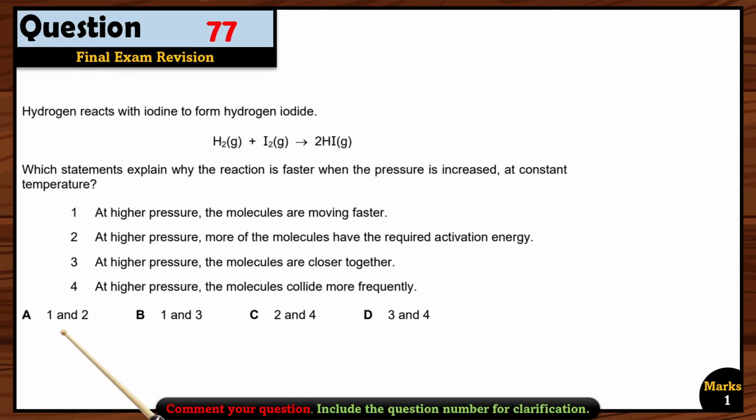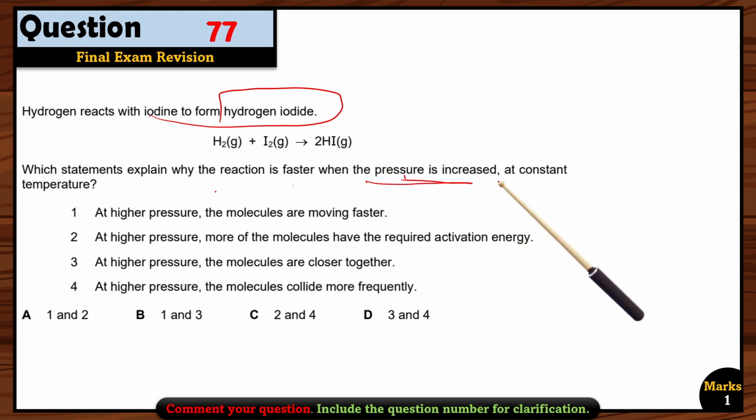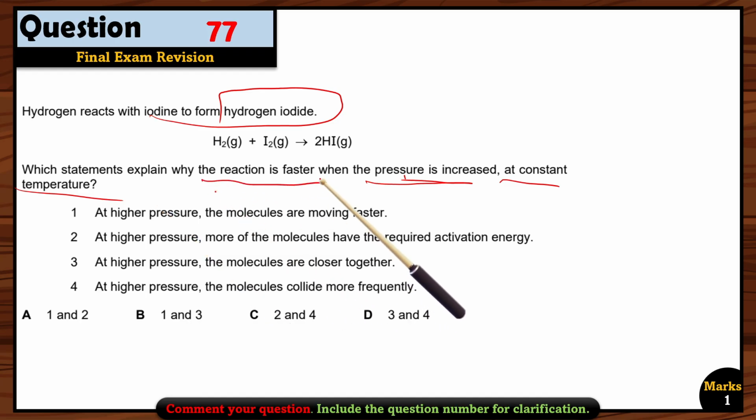Question 77. Hydrogen reacts with iodine to form hydrogen iodide. Which statement explains why the reaction is faster when the pressure is increased at constant temperature? Here they are talking about the reaction being faster, not about the product, because the product will not change. It will not move towards the left or right side because on both sides the number of moles is equal, right? But only the reaction rate will increase if you increase the pressure.